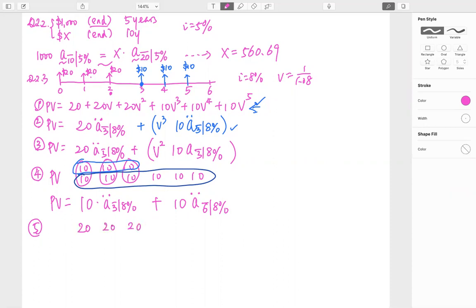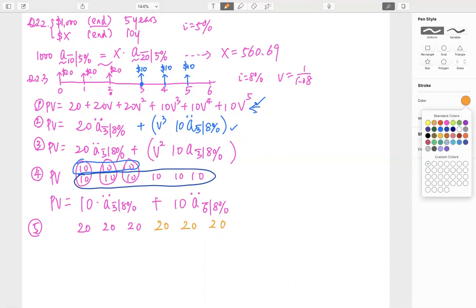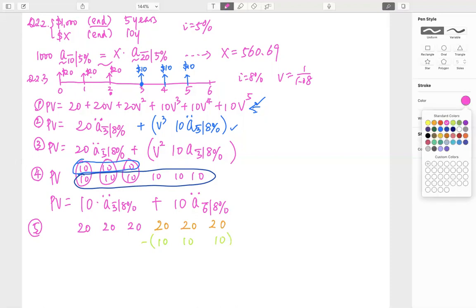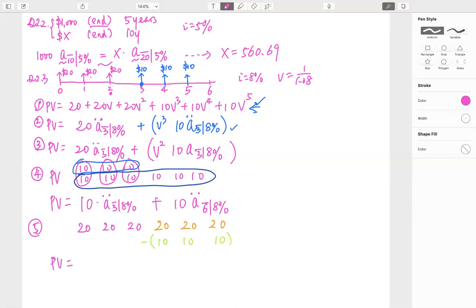Right now, I keep 20, 20, 20, 20. Originally, the next 3 are tens, but I don't like tens. I want them to be 20. In this case, I borrow, right? If I borrow, I will need to subtract back. So I use this color to denote they do not belong to me. Eventually, I will need to subtract this part. But nevertheless, now I have 6 twenties. So it's an annuity due, but now I have 6 instead of 3. But please remember to subtract back three payments, right?